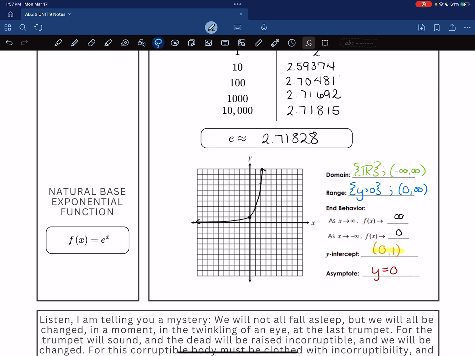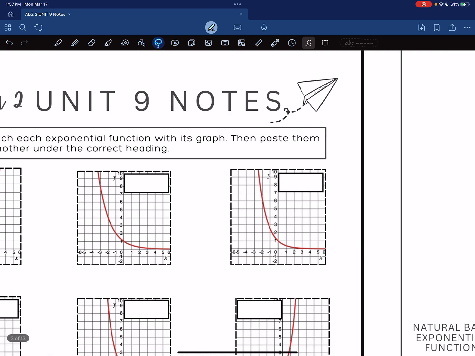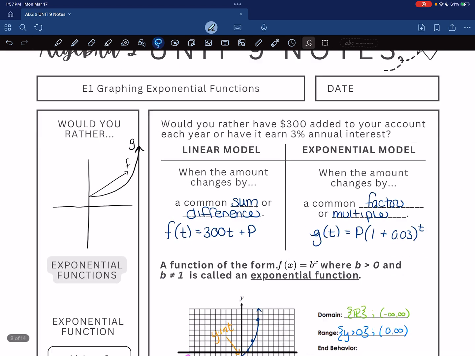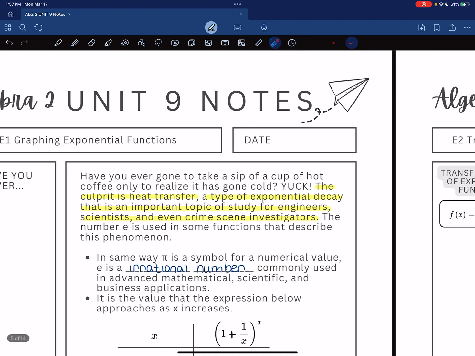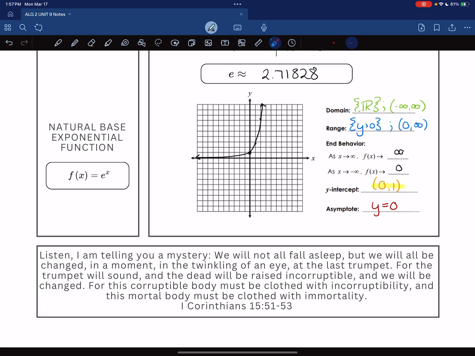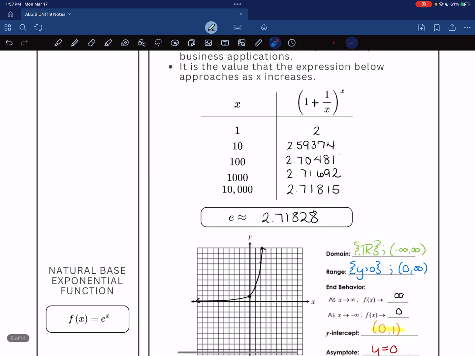But what we see here is that the rate that it's changing, like we saw in these lessons before, the rate at which it's changing each time is according to its base, what we highlighted here in pink. And that base for the natural base exponential function is E, that number that this expression is approaching when we allow our x values to increase to infinity.